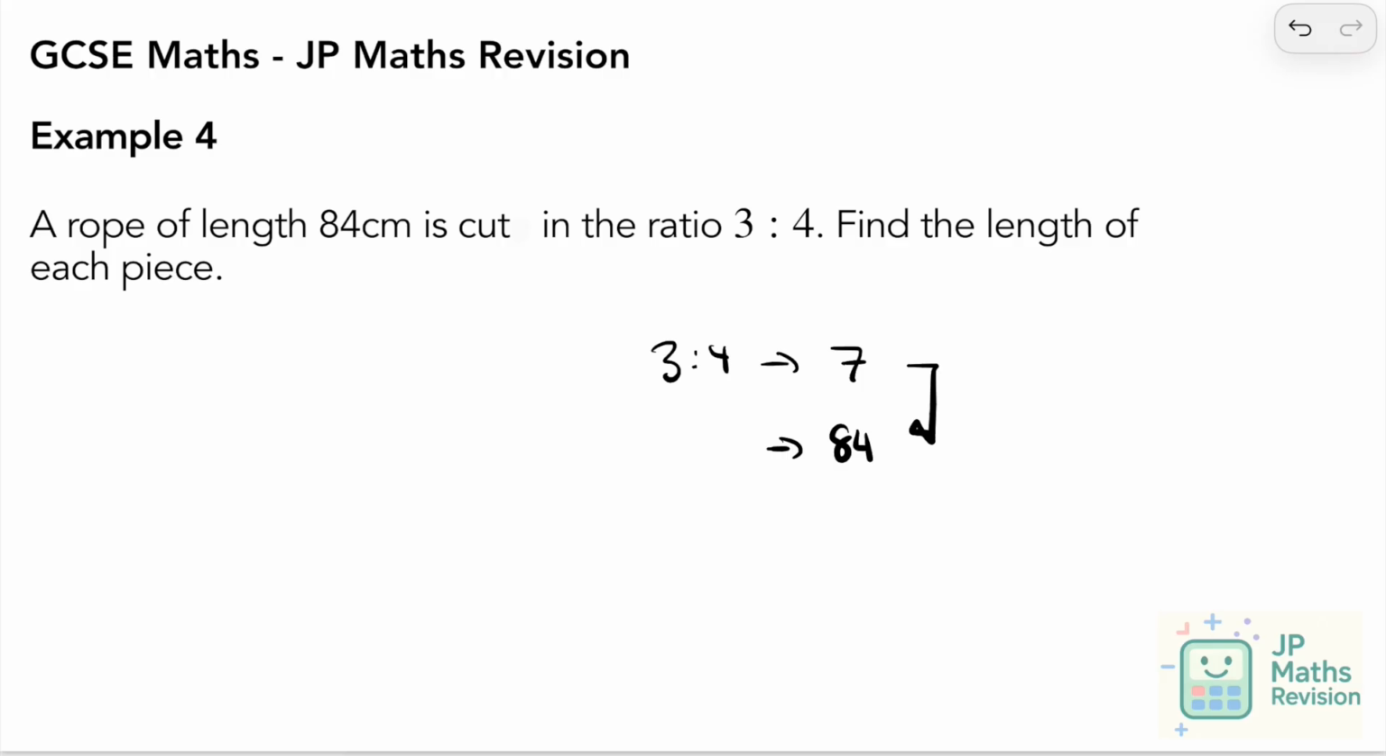So I need to scale this ratio up by multiplying by 12 because 12 times 7 is 84. So I'm going to multiply both of the parts by 12. So 3 times 12 is 36 and 4 times 12 is 48. So that tells us that one of the pieces is 36 centimetres and the other piece is 48 centimetres.